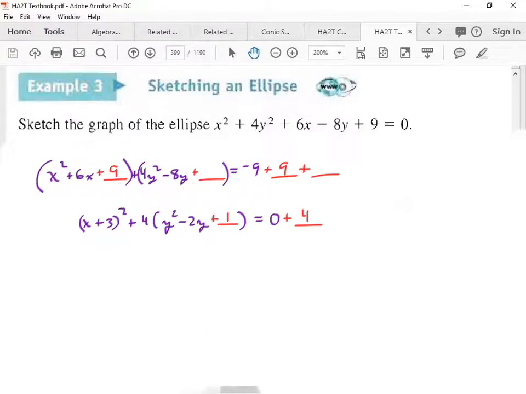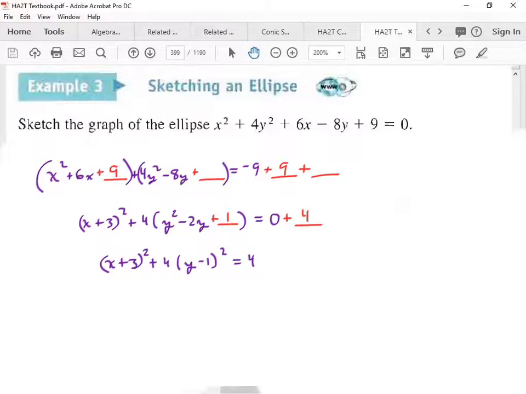So now let's rewrite it. We got x plus 3 squared plus 4 times y minus 1 squared. And all I'm doing is factoring this. That's how I rewrote it. And on the other side, I have a 4.